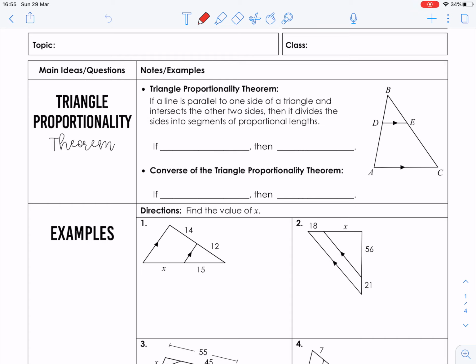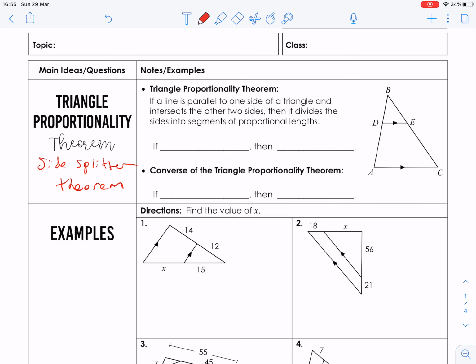Hey guys, this is the second last section of this unit, and it's called the triangle proportionality theorem. That's basically what this whole section's on. Another name for the triangle proportionality theorem is the side splitter theorem, and you can kind of see why in a second.